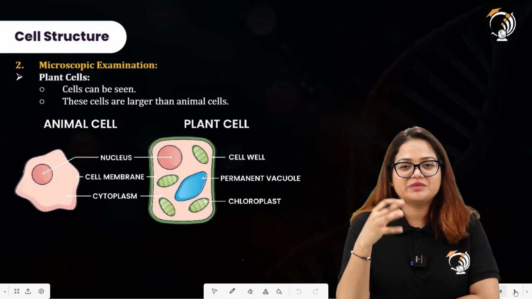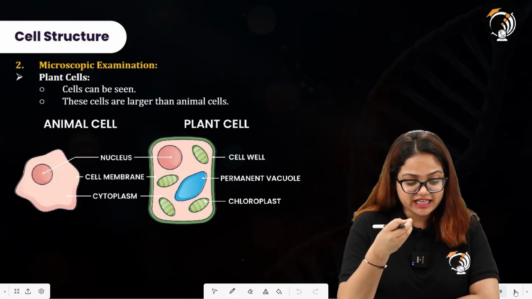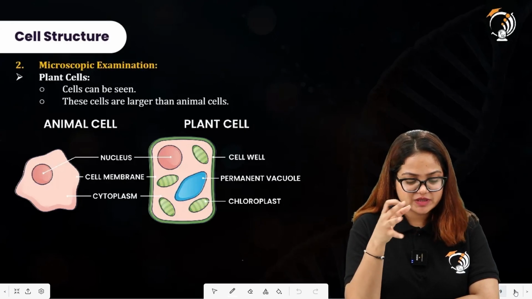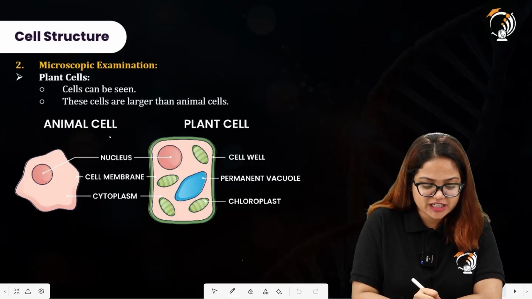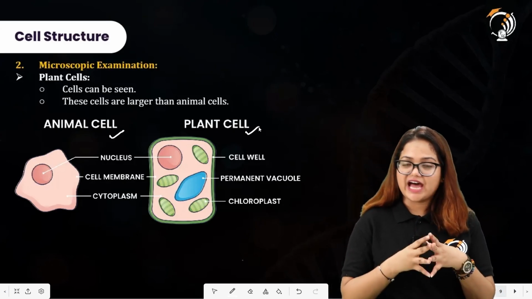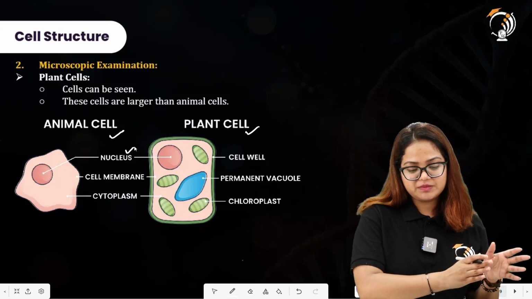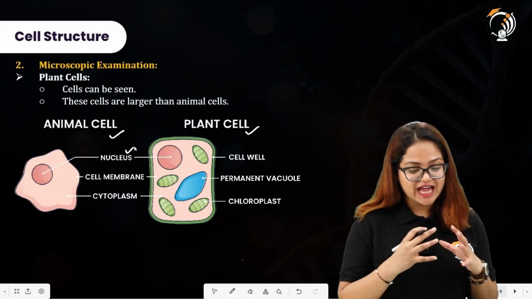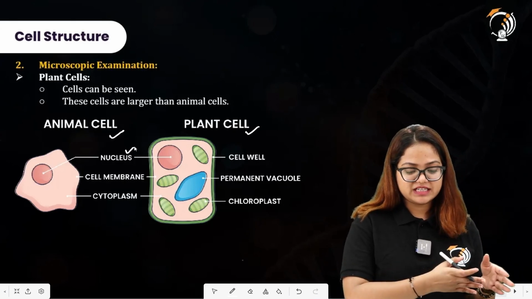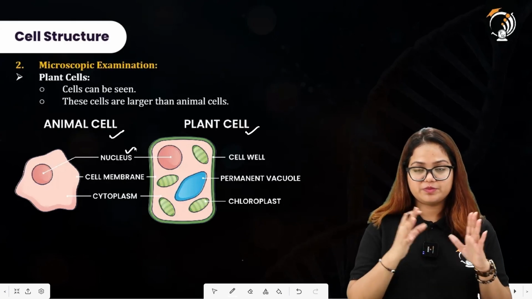Whenever we talk about the microscopic examination of plant cells, we can see the cells using microscopes. All right. So we have a comparative diagrammatic representation here. On the left side there is a representation of an animal cell, and on the right side we have the plant cell. Both of these have some common cell structures. These are the nucleus, which is present in the animal cell as well as in the plant cell. We have the cell membrane, which is the first boundary of any cell. The animal cell has the cell membrane, and the plant cell also has the cell membrane. Then we have cytoplasm, which is present in both.